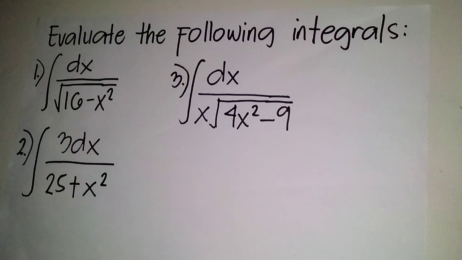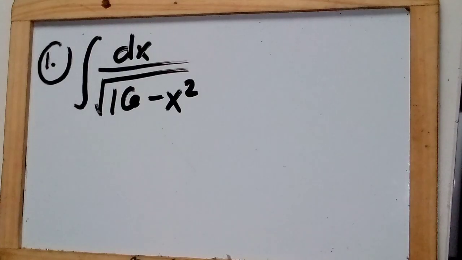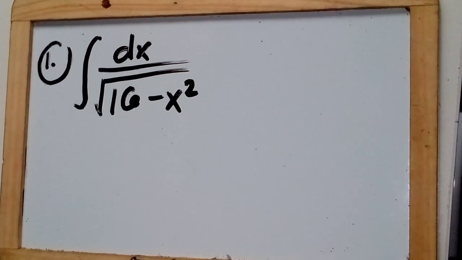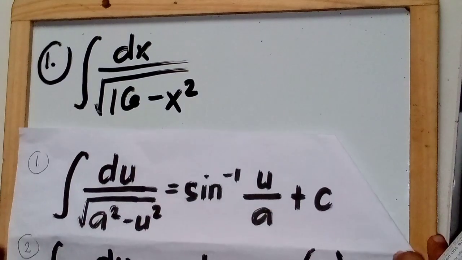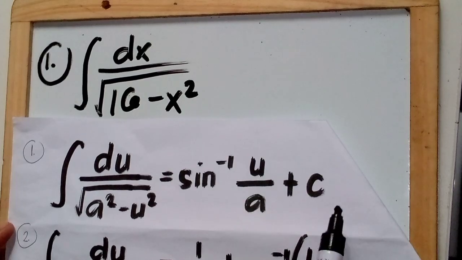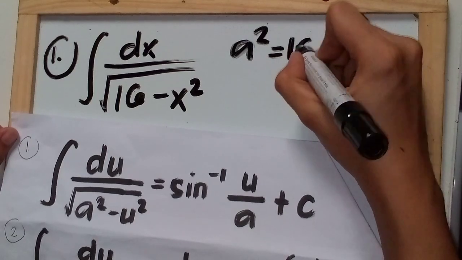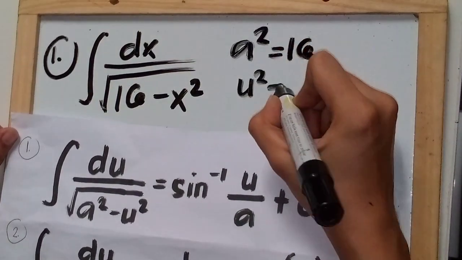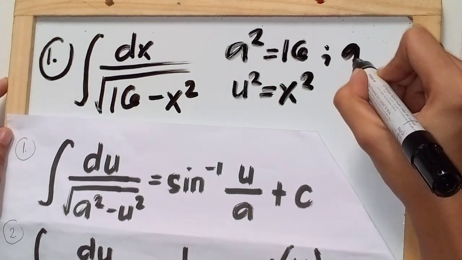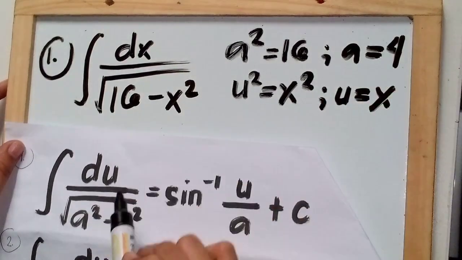Let us now evaluate the following integrals. So let's work on the first equation. In our first equation, we have the integral of dx over the square root of 16 minus x squared. The formula that we are going to use is the first formula, which is the integral of du over the square root of a squared minus u squared is equal to arcsine u over a plus c. So let's write the given. Our a squared is 16, and our u squared is x squared. Let's square root both sides to get a is equal to 4, and u is equal to x. Our du is dx.